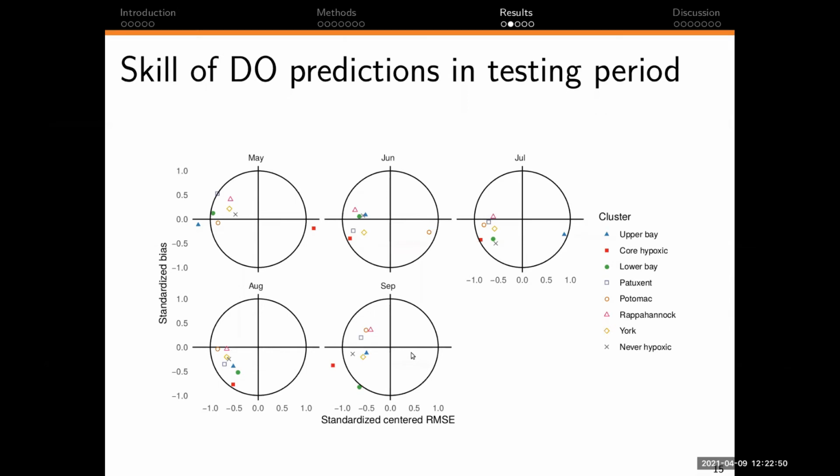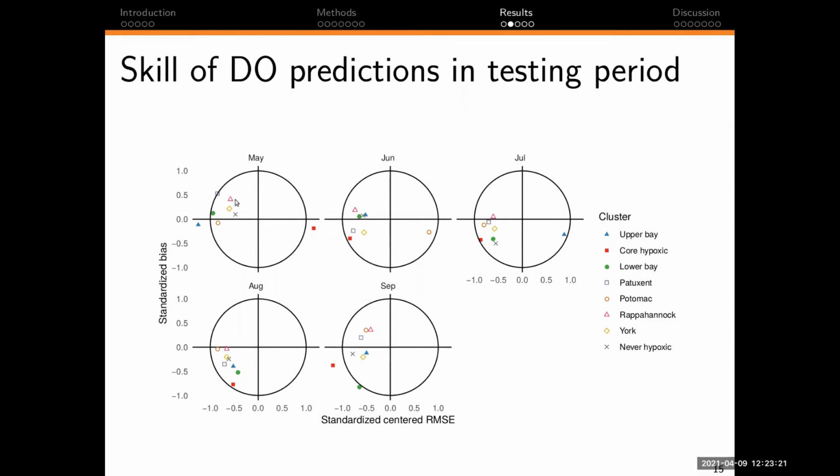So the idea is that a lower root mean square error will be closer to the origin. And then these values are standardized so that a value of 1 has the same total root mean square error as using a prediction of just a long-term climatology. So the idea is that to have skillful predictions, you would be inside this circle, and ideally as close to the origin as you can get. And for the most part, most of these points are inside the circle, so we do have skillful predictions during this testing period.